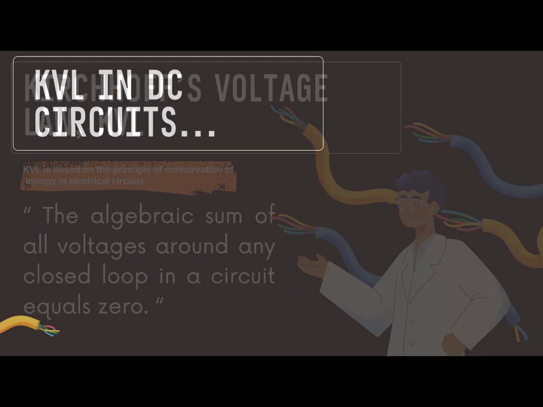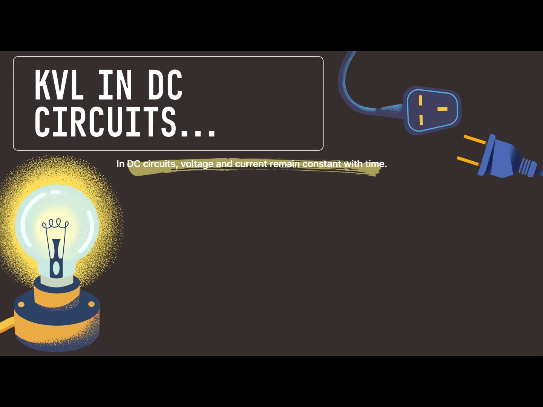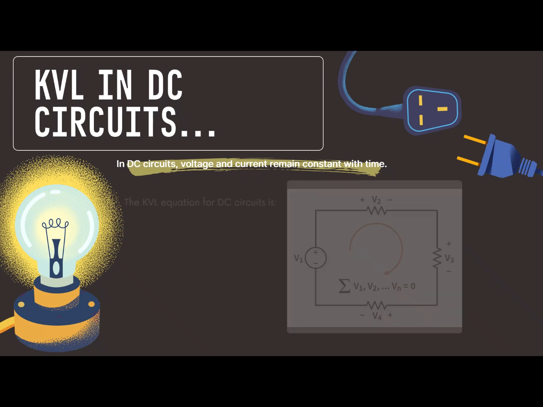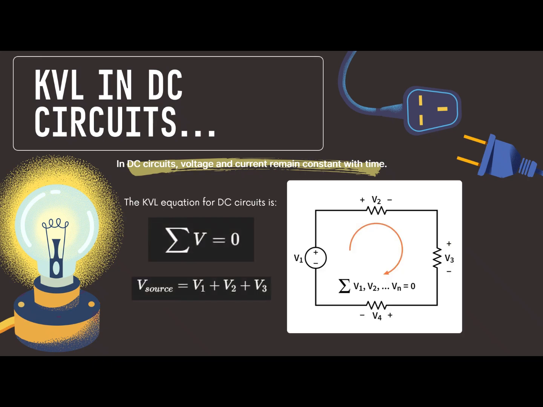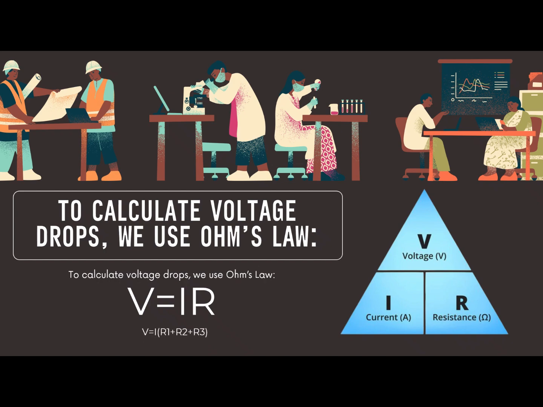In DC circuits, voltage and current are constant, meaning they don't change with time. Because of this, voltages can be added using simple arithmetic. To calculate voltage drops, we use Ohm's law, V equals IR.